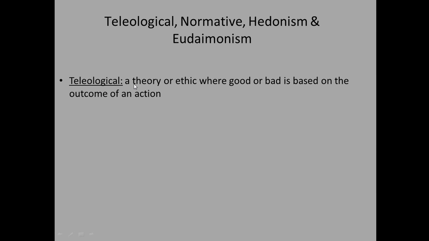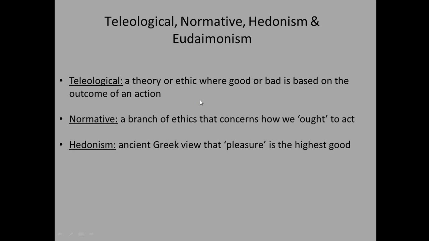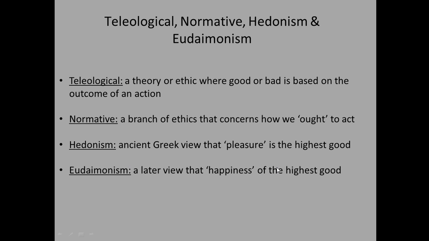So I sort of mentioned this in the last video, but I need to clarify them again for you. One or two things have changed for this video. What does teleological, normative, hedonism and eudaimonism mean? Teleological is a theory or an ethic where good or bad is based on the outcome of an action. Normative is a branch of ethics that concerns how we ought to act. And hedonism is the ancient Greek view that pleasure is the highest good. Now, before I was telling you that this was central to act utilitarianism, and this one, eudaimonism, is more on the side of rule utilitarianism, which is obviously what we're doing now.